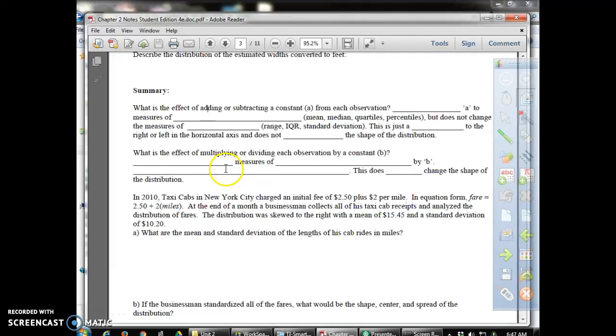Okay, we did an activity today in class where we estimated the width of the classroom, and then we did some transformations on those observations and observed the impact that it had on the different measures of center and spread and shape. So let's summarize our findings.